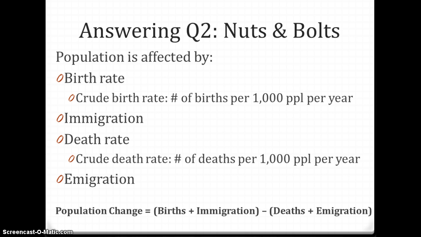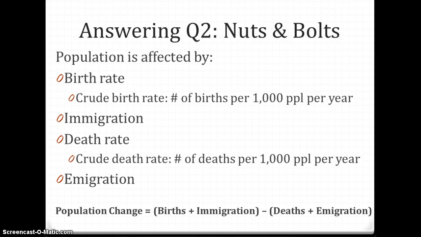So, how do we actually calculate population growth? Population is affected by four main things when we are calculating population growth. There's birth rate, immigration, death rate, and emigration. Birth rate is often referred to specifically as crude birth rate, which is the number of births per 1,000 people per year, and the crude death rate is the number of deaths per 1,000 people per year.